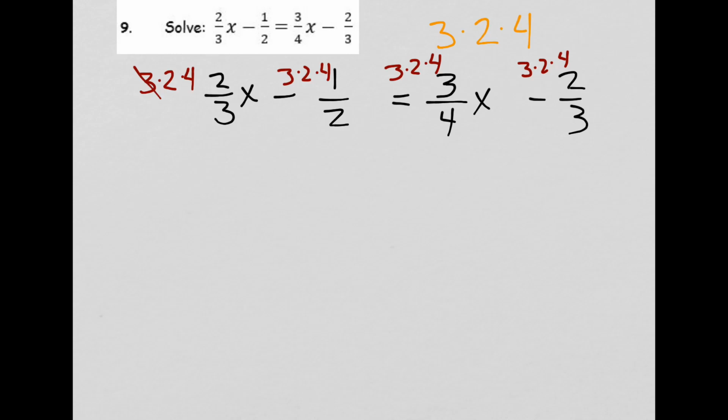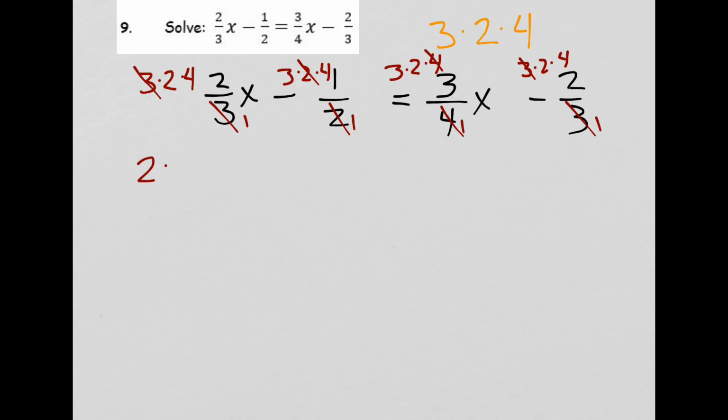I'll just be like, boom, the 3's divide away. The 2's divide away, the 4's divide away, and this one's another 3. All those denominators just became 1. I am out of the fraction business. Done. What do we have left?